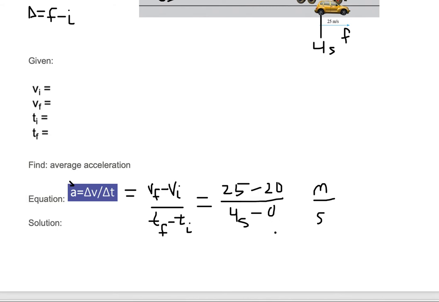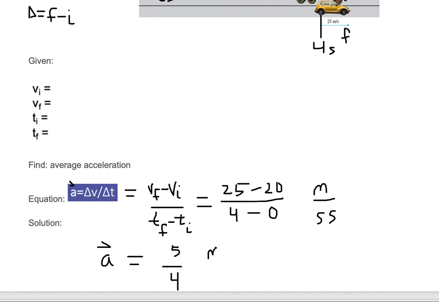I forgot to put my units separate. So we have 4 minus 0. And it's seconds in the denominator, so I'm going to put another second in the denominator over here. So I'm going to once again just keep my math simple. Put my A here. I'm just carrying it down. 25 minus 20 is 5. And then 4 minus 0 is 4. And then now I need to do my units.